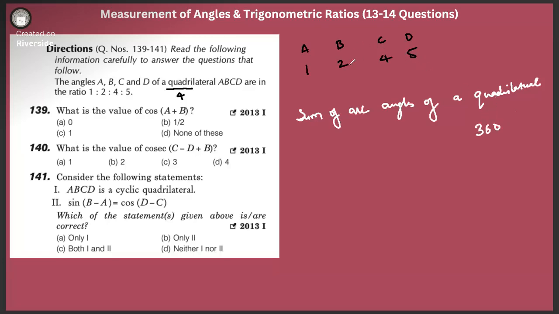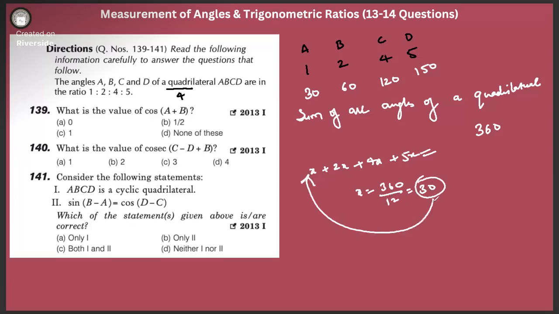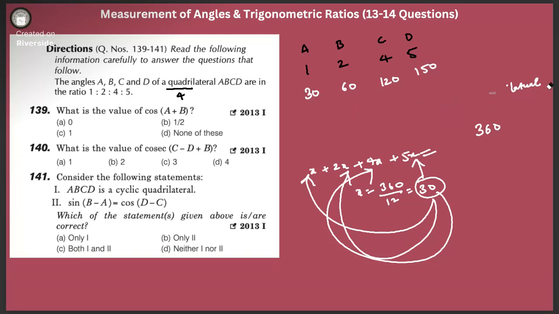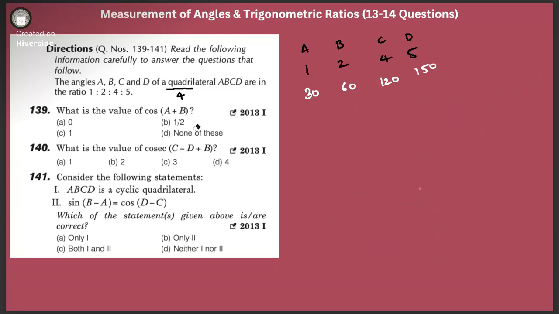So if it is in the ratio 1 is to 2 is to 4 is to 5, how much are these angles? Is it like 30, 60, 120, 150? How did we do that? Since they are in the ratio, the sum should be 360. That means 12x is equal to 360, so x is 30. Then the first angle is this, the second angle is this, the third angle is this, and the fourth angle is this. Now, what is cos of A plus B? This is A and this is B. What is this particular value?